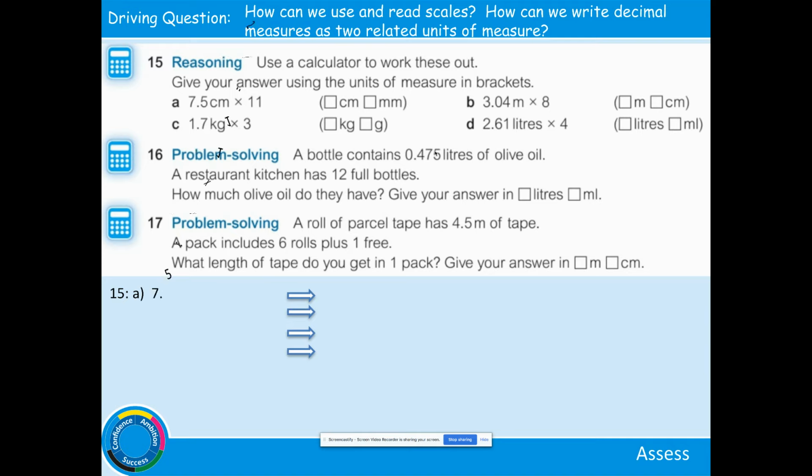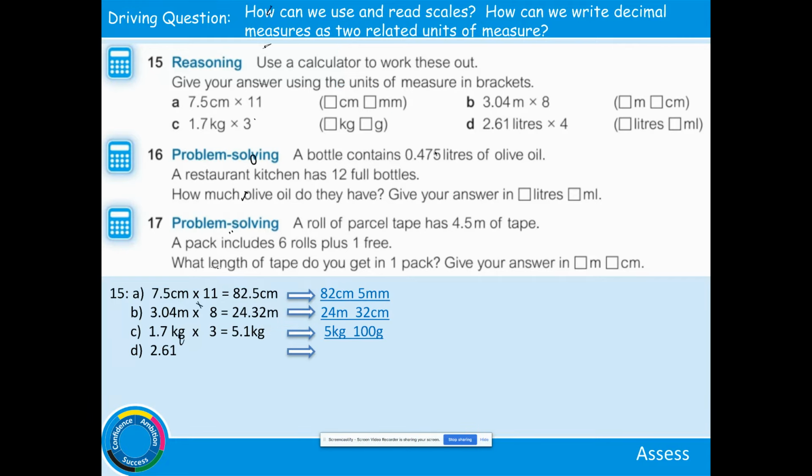Right, okay. So I'll just quickly talk through them. You've got 7.5 times 11, so that shows 82.5 centimetres, which is 82 centimetres. Half of a centimetre is 5 millimetres. There's 10 millimetres to 1 centimetre, so half of 10 is 5. Okay, 3.04 times 8 will give you 24.32. Remember, it's in meters. So we've got 24 meters and 32 centimeters.